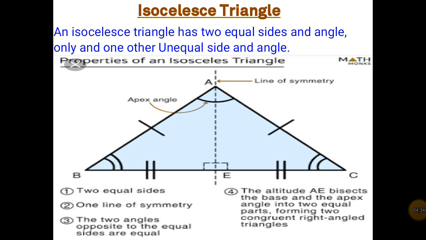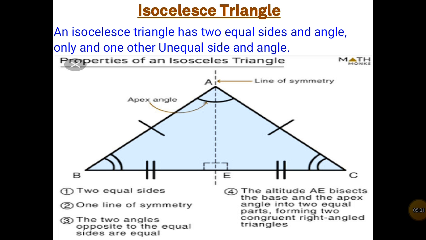Number 1, two equal sides. It has only two equal sides. Two, one line of symmetry. It has just one line of symmetry. Three, the two angles opposite to the equal sides are equal. So if it has two equal sides, that means it has two equal angles also, which are opposite to the sides.